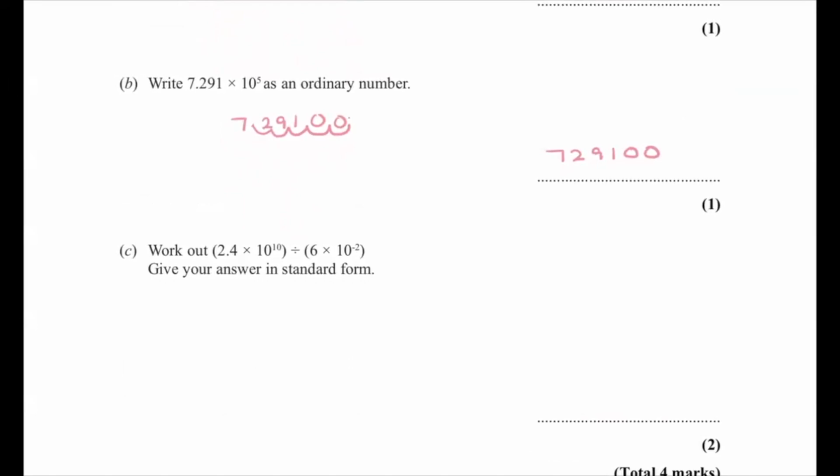I've now got to work out this calculation. It's a divide question, and I've got to give my answer in standard form. I'm going to start by doing the number work. I've got 2.4 that I have to divide by 6. Now, I don't have a calculator. So what I'm going to do is I'm going to multiply this up by 10 to get rid of the decimal to start off with. That's going to give me 24 over 60.